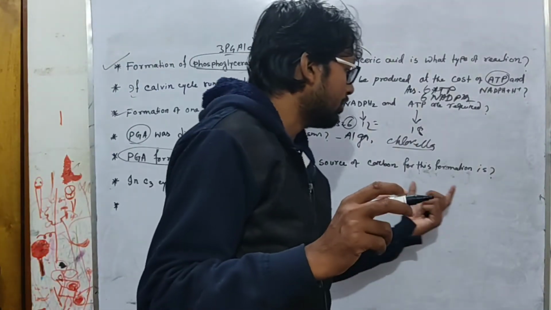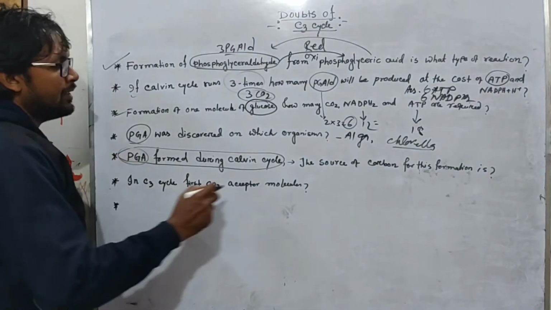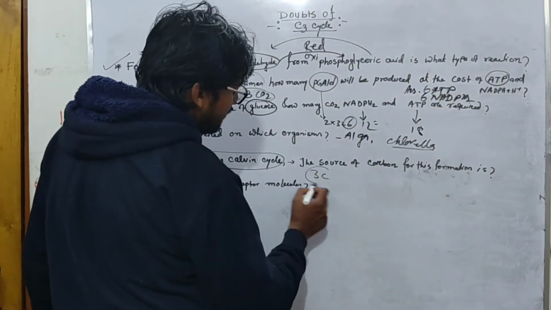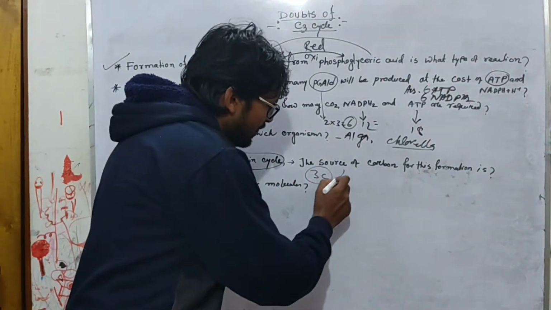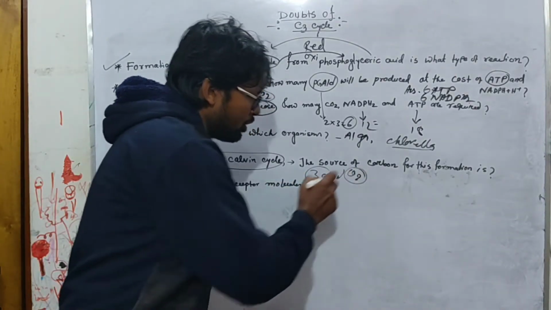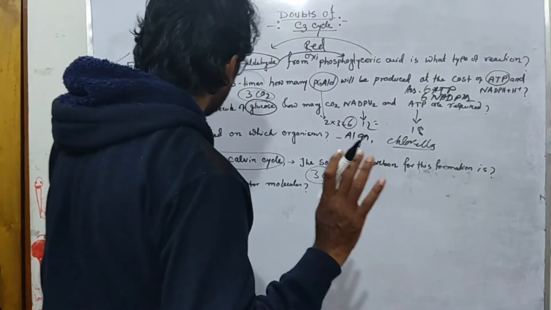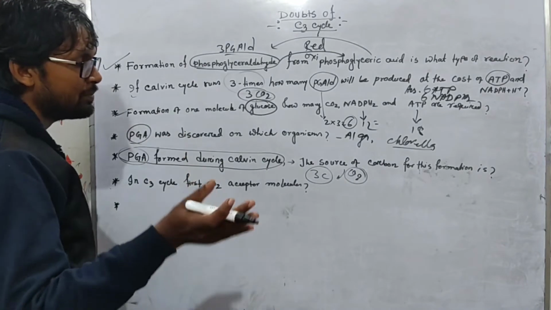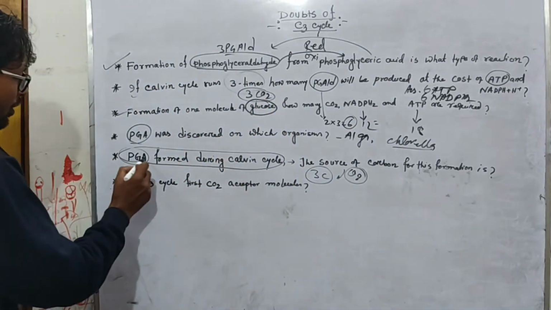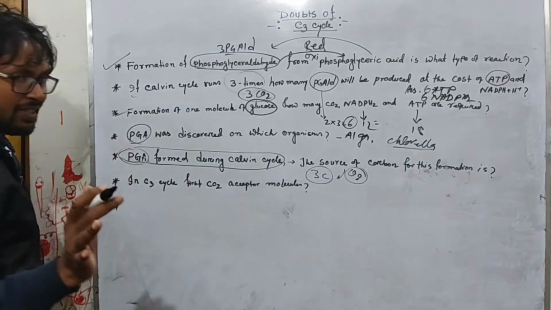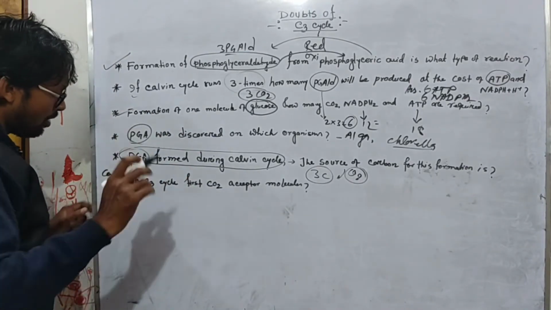However, the PGA formed during the Calvin cycle, what is the source of carbon for this formation? The answer is that the 3-carbon compound PGA is formed, and its carbon source is obviously the carbon dioxide of the atmosphere, not the RuBP. Don't be confused about that. Formation of PGA is solely dependent on carbon dioxide of the atmosphere.